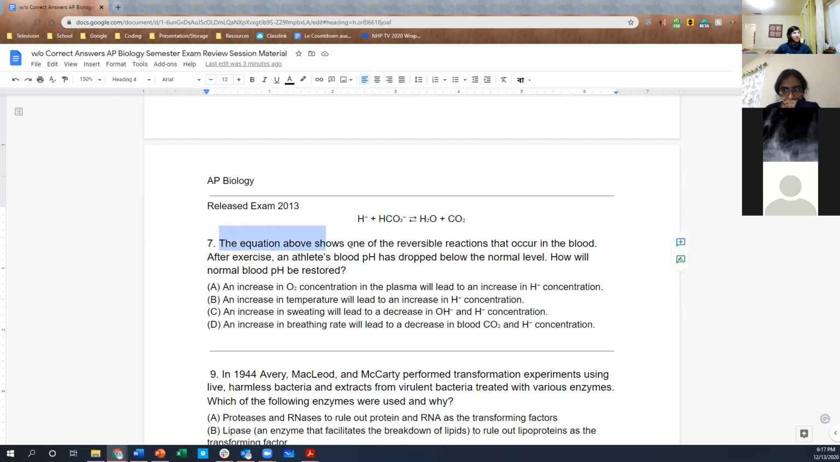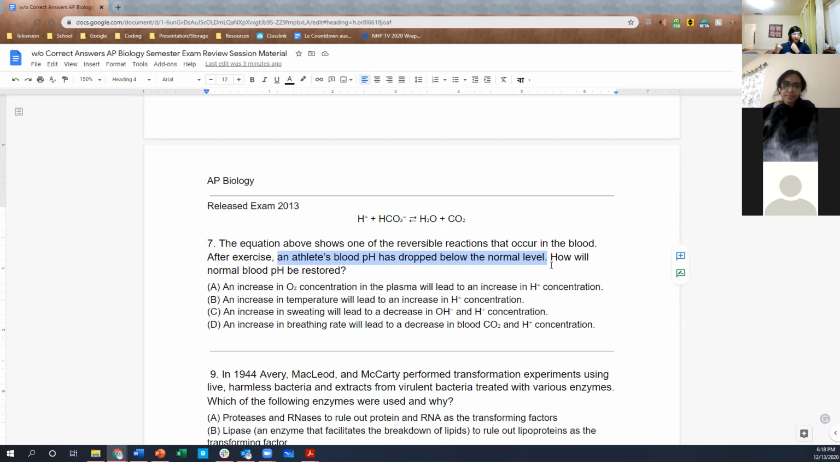But anyways, let's see. The equation above shows one of the reversible reactions in an athlete's blood pH. That's why it's important, because we're dealing with pH here. You don't need to know that this is an acid, but knowing chemistry helps to know that this is an acid. After exercise, an athlete's blood pH has dropped below the normal level. Okay, pause real quick. What does it mean for pH to drop? pH to drop means acidity increased, and acidity increases means that there's more hydrogen protons, right?